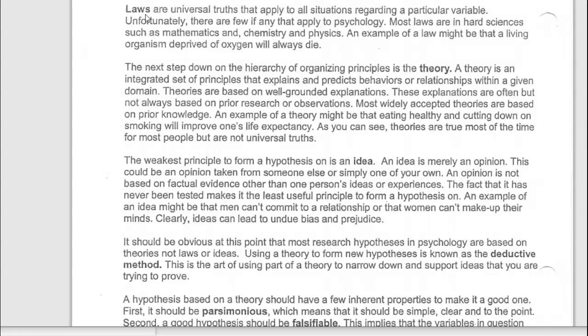There are some laws that are trying to be proven in other sciences. Does a certain medicine help a certain condition? Psychology, this is rare, where we're trying to find an always answer, a law of nature. How come? Because humans are so complex, that's why.